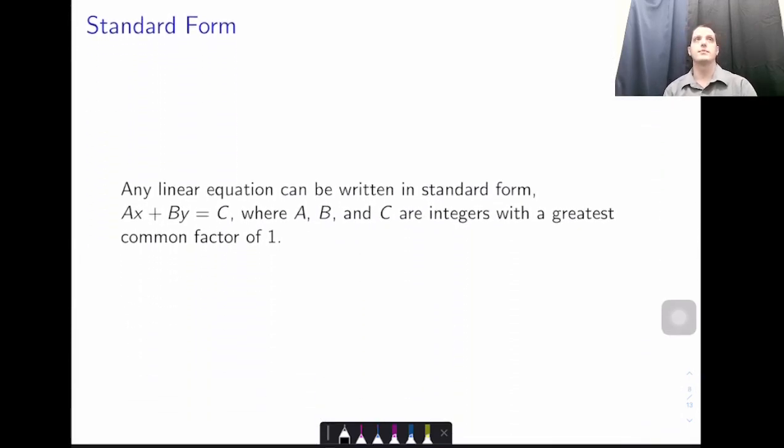All right, standard form. Any linear equation can be written in standard form: ax plus by equals c, where a, b, and c are integers, they're whole numbers, with a greatest common factor of 1, meaning they are not multiples of each other. We cannot divide them all by something.